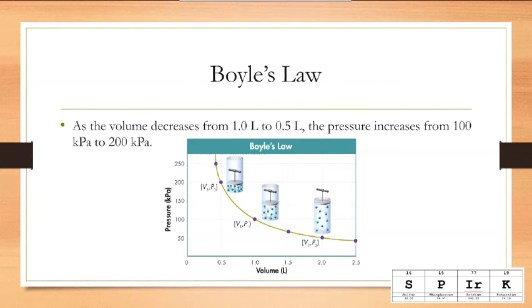If we look at this graph here, as the volume decreases from 1 liter to 0.5 liters, so we're starting here, 1 liter, and we're decreasing to 0.5 liters. We saw a decrease in the volume and an increase in the pressure. So volume decreased, pressure increased.